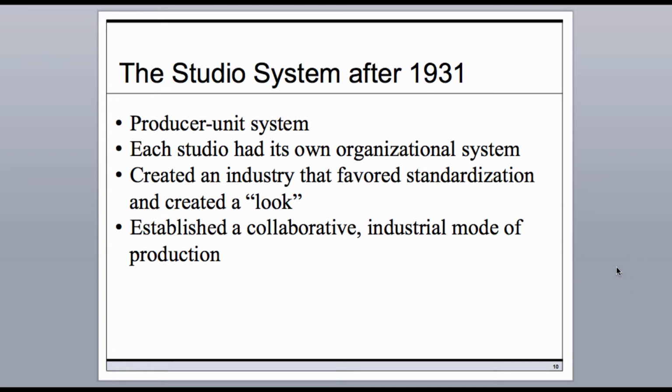After 1931, it is a producer unit system. The producers control the money, therefore they control how it flows and how movies are created. They favor a standardized look to films at this time. They have to meet certain flow standards, to make it easy for the audience to enjoy it. It established a collaborative industrial mode of production that was meant to create what's called vertical integration, and we'll talk about that soon, where they made money by controlling the flow from one element to another element in the film industry.